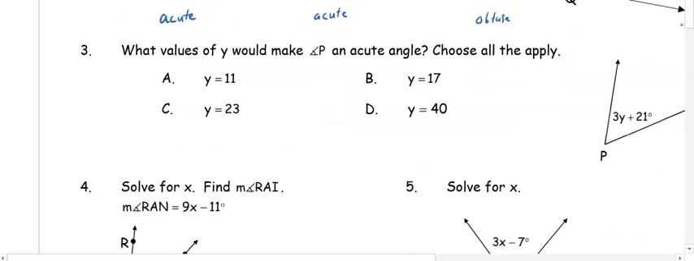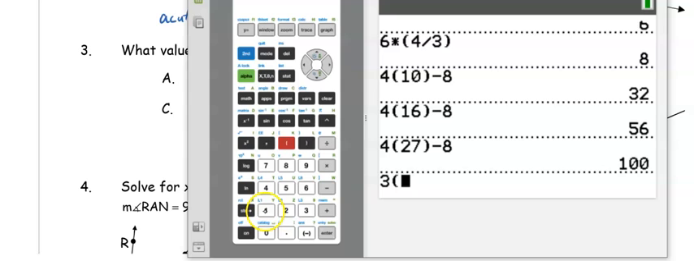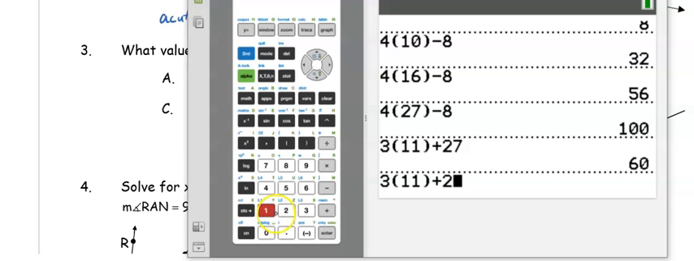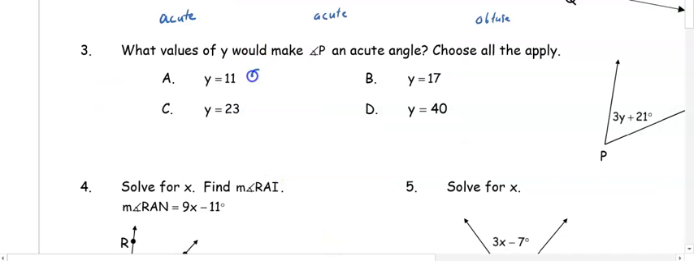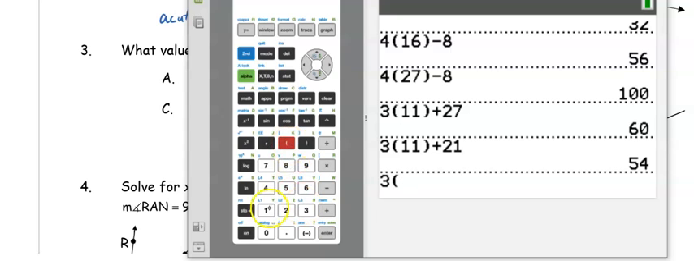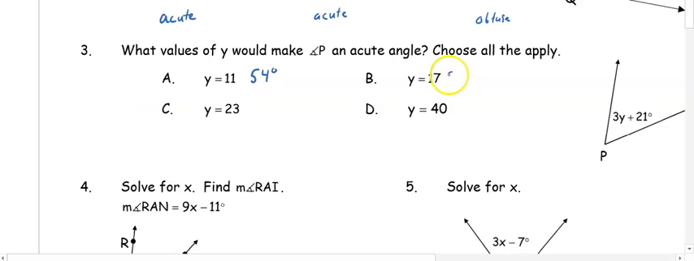In number 3, what values of y make angle P an acute angle? So we want to put all of these measures in for angle P and see which measures we get. So first we have 3 times 11 plus 21. Oops, sorry, plus 21. 3 times 11 plus 21 is 54 degrees. Then we have 3 times 17 plus 21 is 72 degrees.